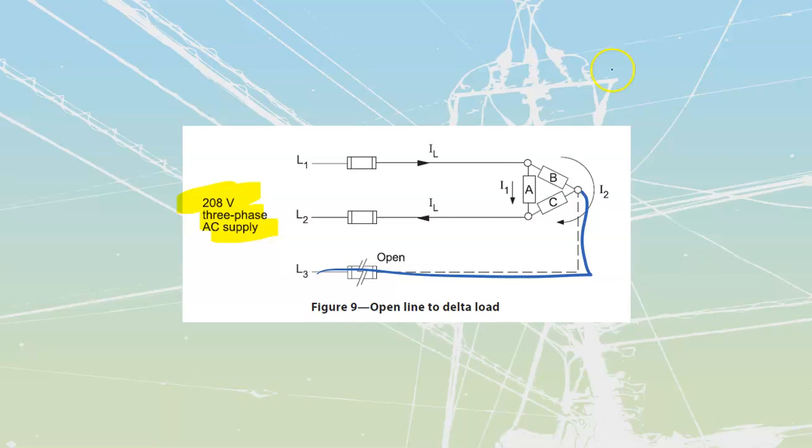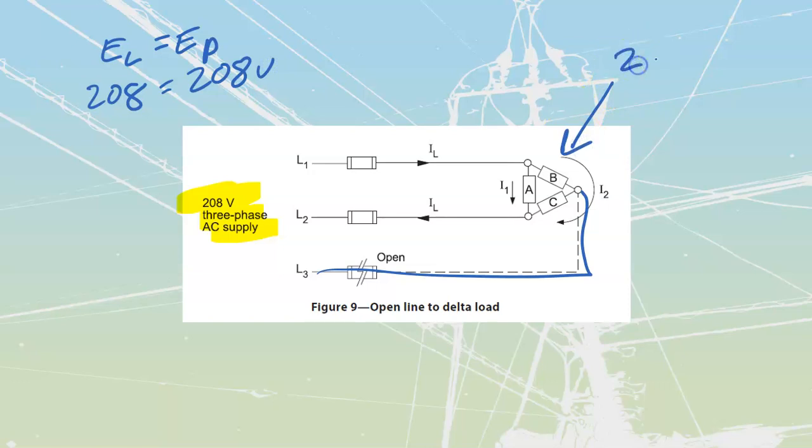Taking a look at this, because it's a delta system, I know that my E line is equal to my E phase. If my E line is 208 volts, that means my E phase is also going to be 208 volts. So we can drop that onto any one of these resistances. 208 volts, we've got a value of 10 ohms, and 208 volts.